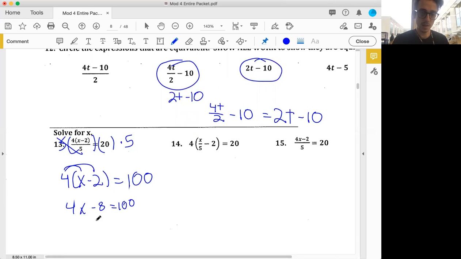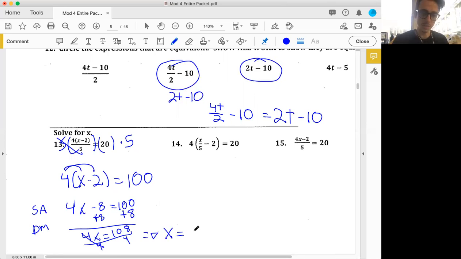You can add, and this should actually look like a SADMET problem, because you can add 8 here. 4x equals 108. Divide both sides by 4. 4's cancel. X is going to be equal to, what's it, 27? There you go.